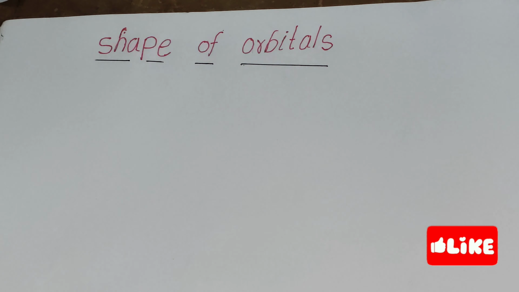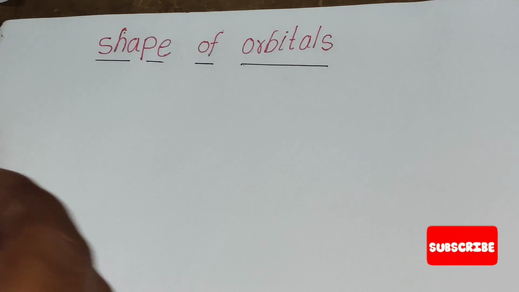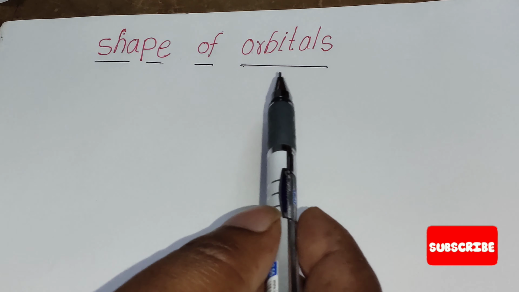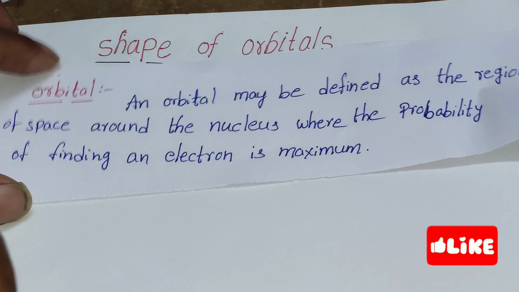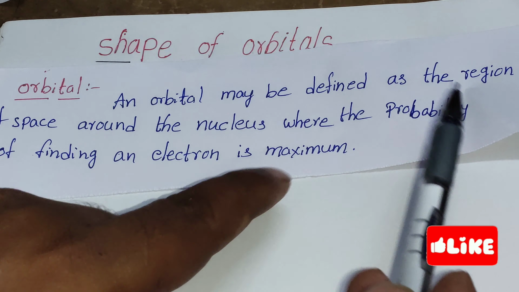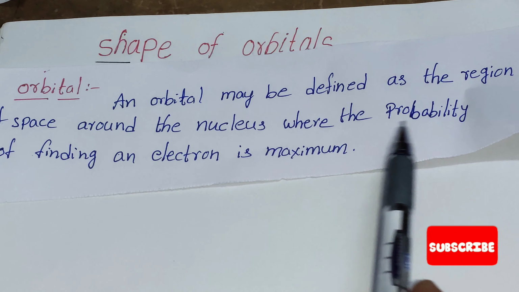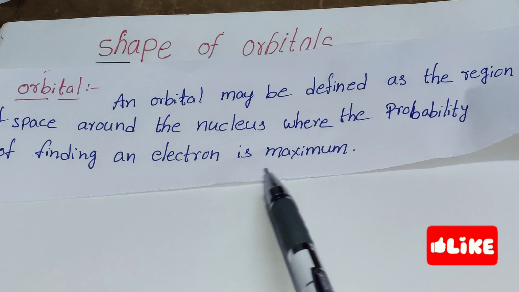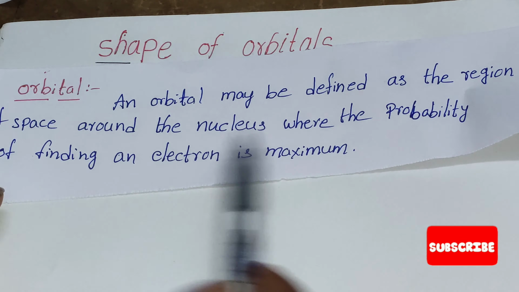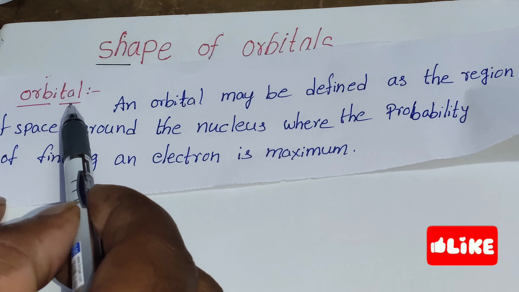Hi students, today in this video I will explain one of the important topics, that is the shape of orbitals. First of all, what is an orbital? Here you can see the definition of an orbital. The orbital may be defined as the region of space around the nucleus where the probability of finding an electron is the maximum.